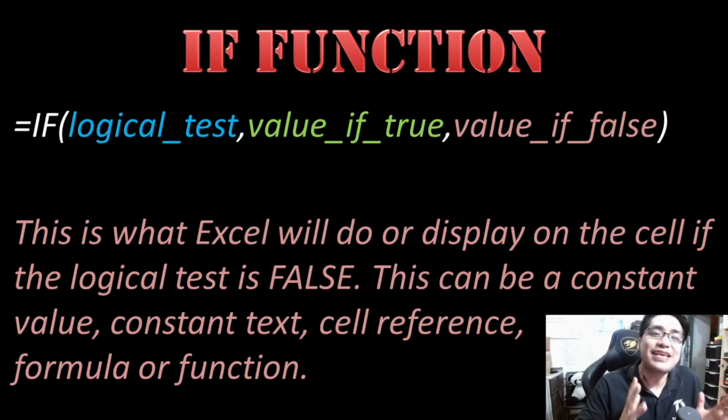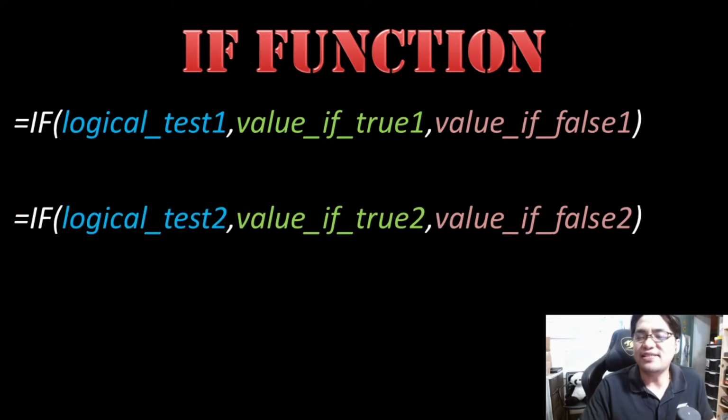Once again, please pay close attention to the last part of the definition. The value if false can be a function. In other words, if the logical test turns out to be false, then the value if false will execute. So the value if false can be the sum function, the average function, and yes, even another if function. Again, if the logical test turns out to be false, then the value if false can be branched into another if function. So let's have a sample of that.